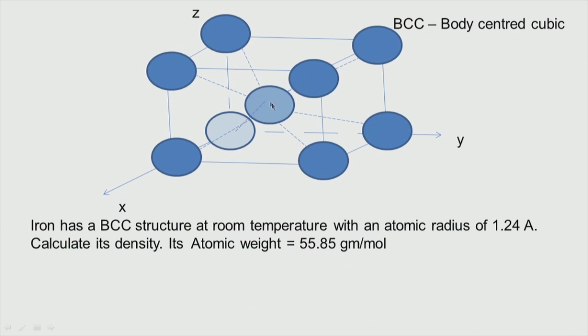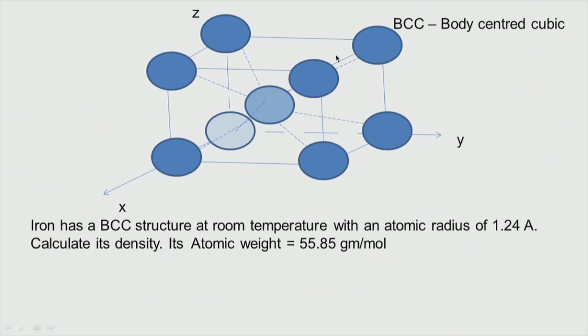So, this atom which is inside the body center is fully available for the unit cell, whereas these corner atoms are not fully available because each is shared by 8 unit cells, okay. Although there are 8 corner atoms, each one is shared by 8, so it is 8 divided by 8, so there will be only 1. So, there will be 2 atoms available for one unit cell, okay.